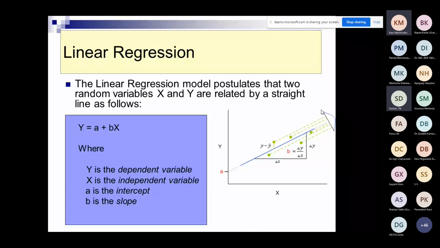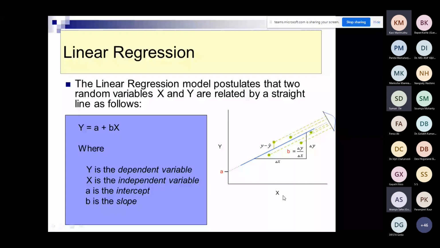So in linear regression, we get an equation y equals a plus bx. A is nothing but the intercept. B is nothing but the slope. X is your independent variable. Suppose I'm interested in spending 4 lakh rupees on advertisement, how much income I may get. I can predict using this equation. Here y is the dependent variable on the y-axis, and x is the independent variable on the x-axis.